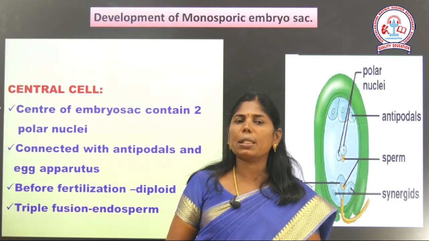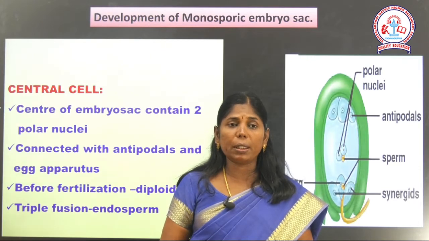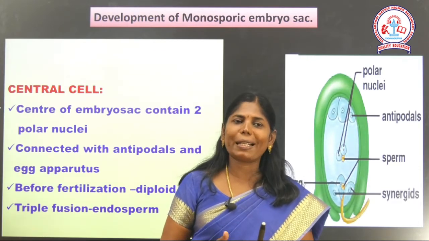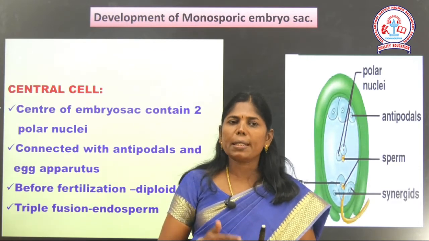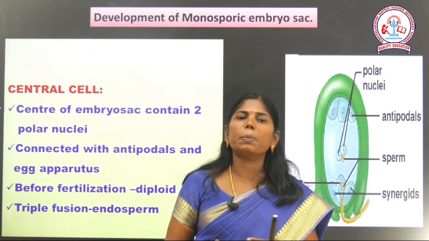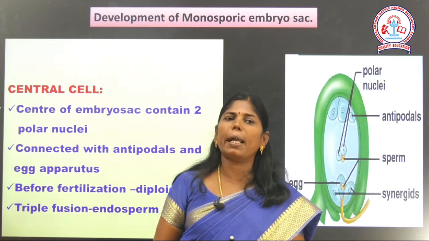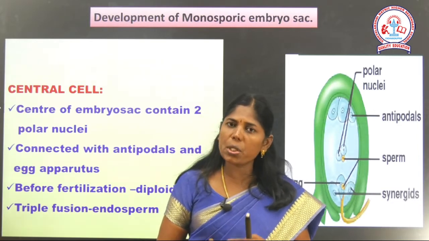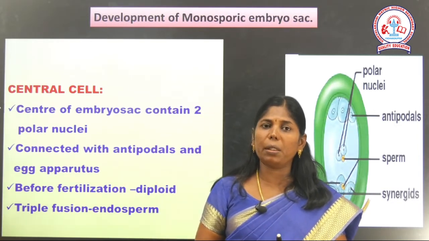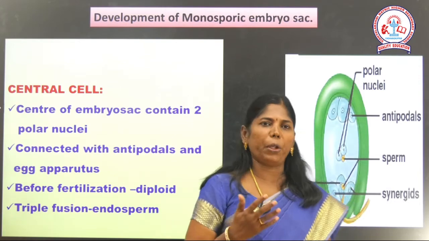After fertilization, that is the endosperm. After triple fusion, the second male gamete fuses with the polar nuclei to form the triple fusion nucleus, that is 3n. 3n means the endosperm is formed. So what is the function of endosperm? The endosperm supplies nutrition to the developing embryo.